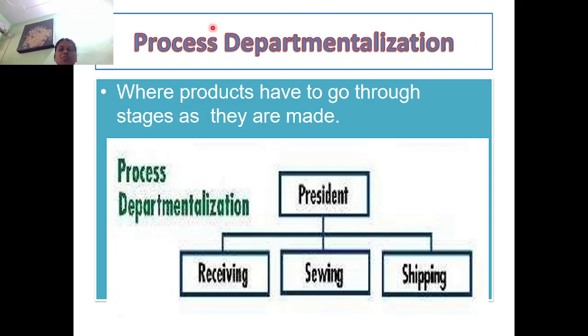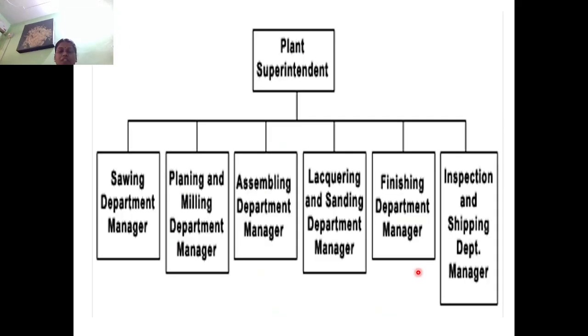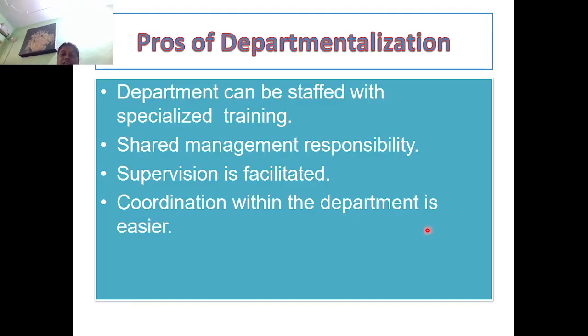Next, process departmentalization, where the products have to go through stages as they are made. So the president has receiving, sewing, and shipping. The plant superintendent is for the process: sewing department, planing and milling department, assembling department. Next, sanding department, finishing department. Next, you have inspection, shipping, and departmental managers.